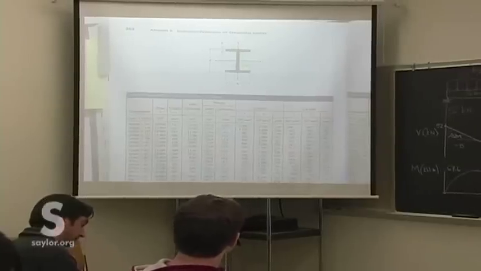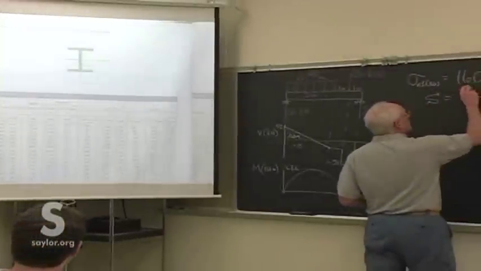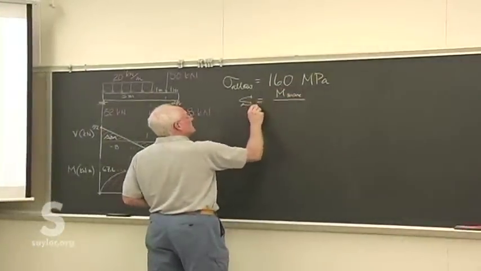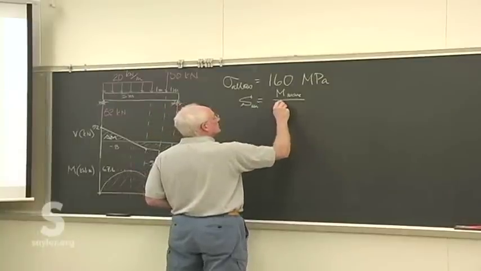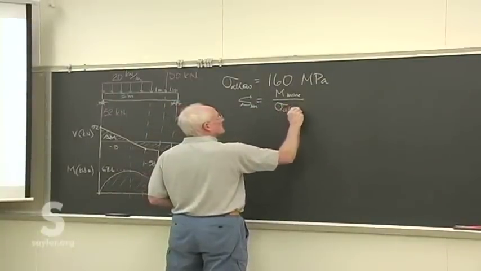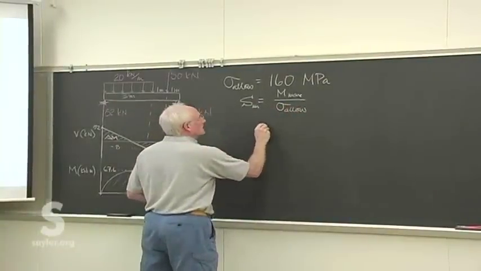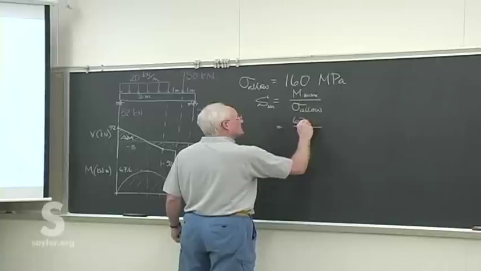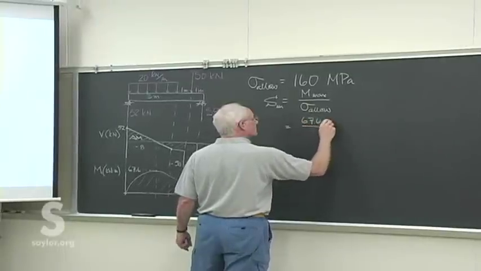Section modulus. We now know the maximum moment. Remember, this is a minimum section modulus we're looking for over the allowable stress. So we have these numbers now. Just have to make sure that they're in the right units.